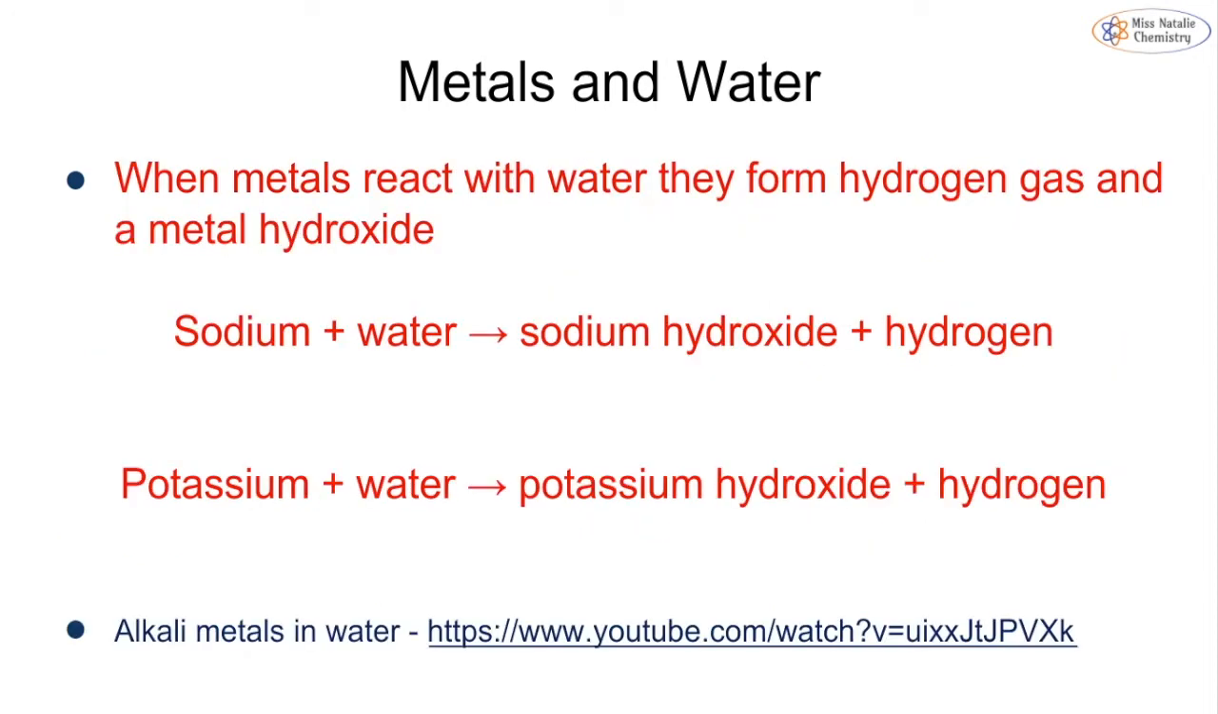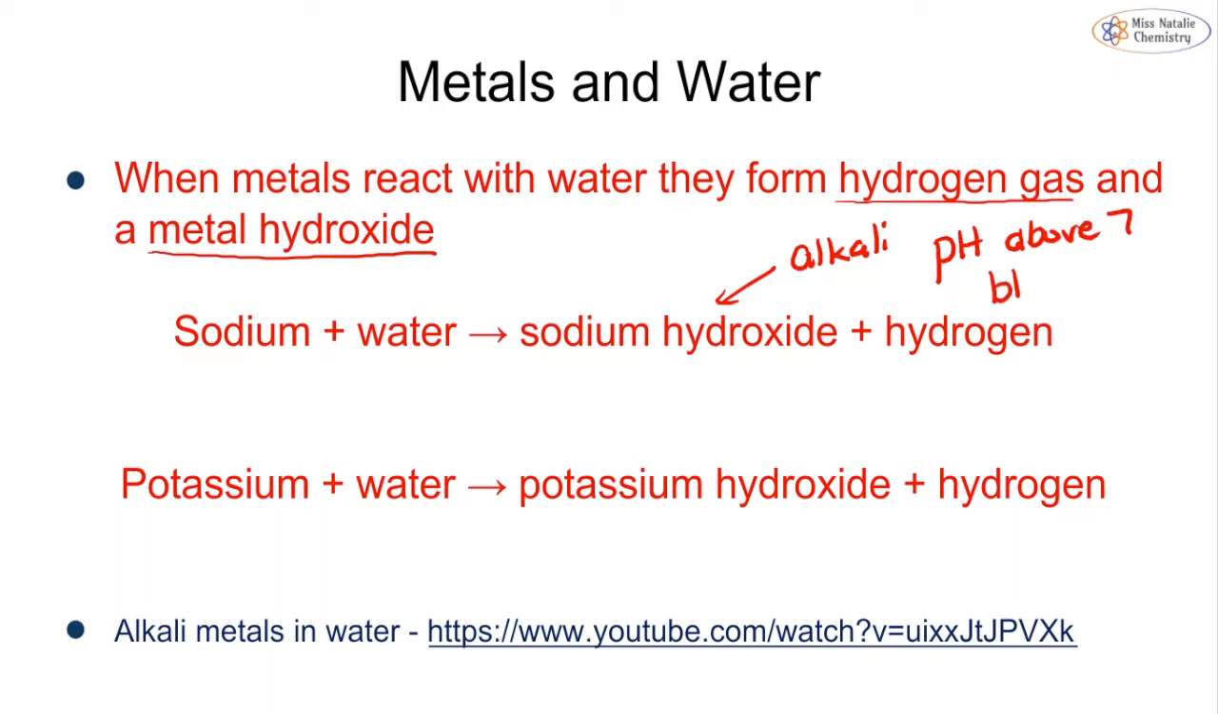When metals react with water, they're going to form hydrogen gas, and they're going to form a metal hydroxide. For example, if we have sodium plus water, we make sodium hydroxide and hydrogen. And this is an alkali. Now, you studied alkalis back in year 7. So remember, this is going to have a pH above 7, and it will turn your universal indicator a blue or a purple colour. So these are going to be our alkalis.